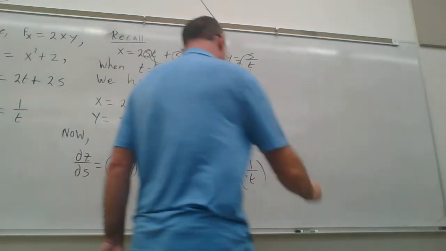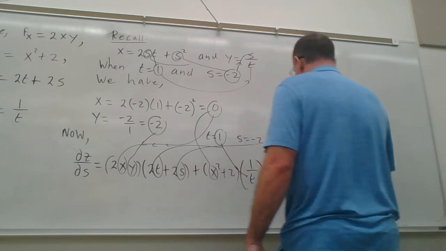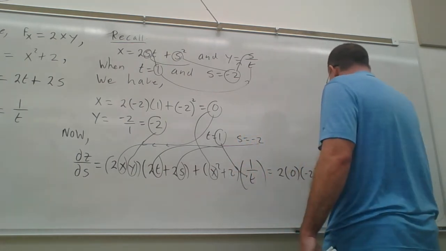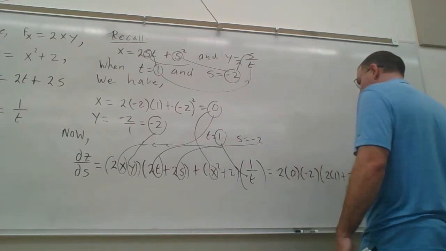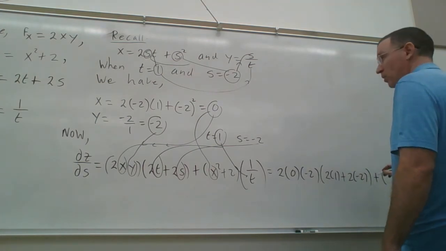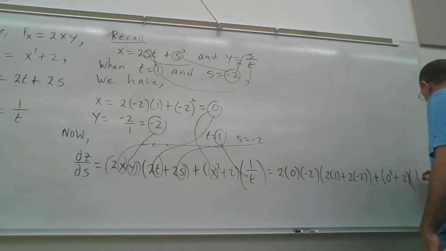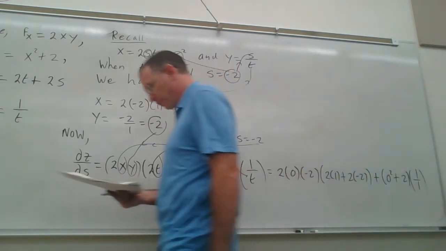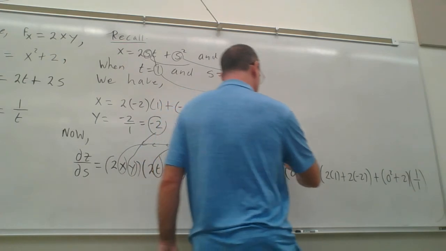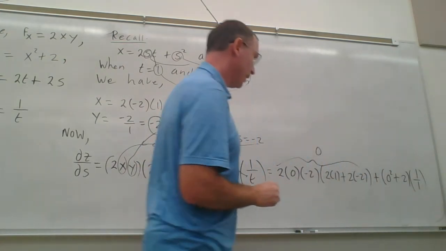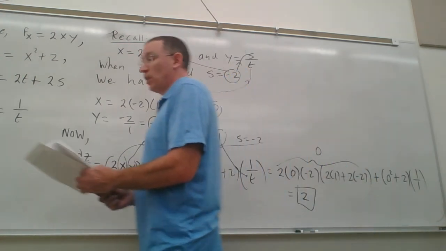Okay, so making those substitutions, 2 times x, which is 0, times y, which is minus 2, times 2 times 1 plus 2 times minus 2, plus x squared, x is 0, so it'll be 0 squared, plus 2, times 1 over t, t is 1. Okay? So simplifying this, well, this guy is 0 here, and at the end, it's just going to become 2. So 2 is our answer. Okay, so that completes the question.